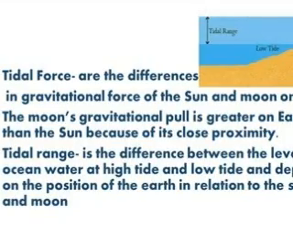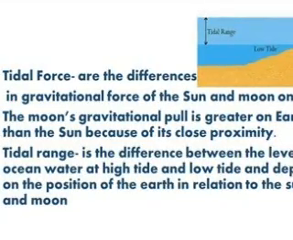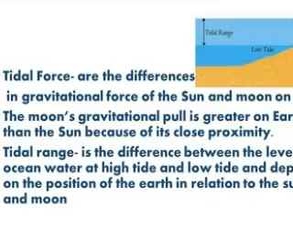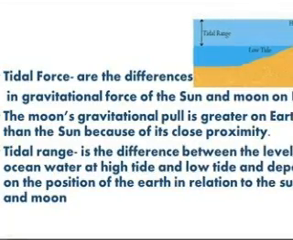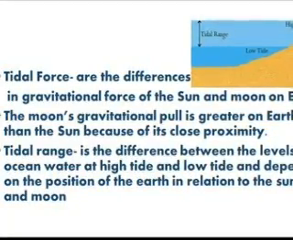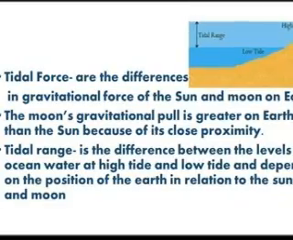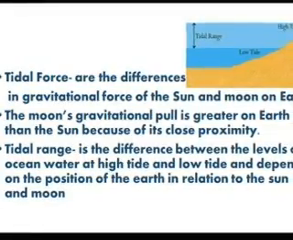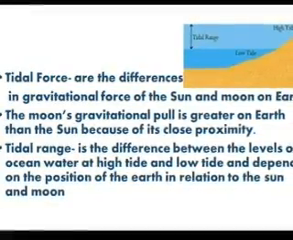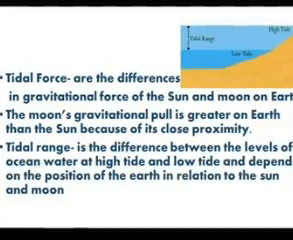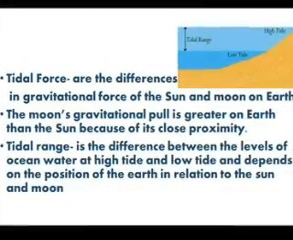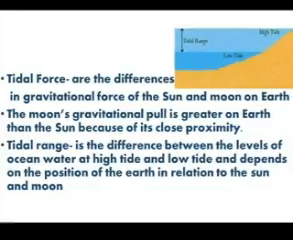Tidal forces are the differences in gravitational force of the sun and the moon on Earth. The moon's gravitational pull is greater on Earth than the sun because of its close proximity. Tidal range is the difference between the levels of ocean water on high tide and low tide and depends on the position of the Earth in relation to the sun and moon.